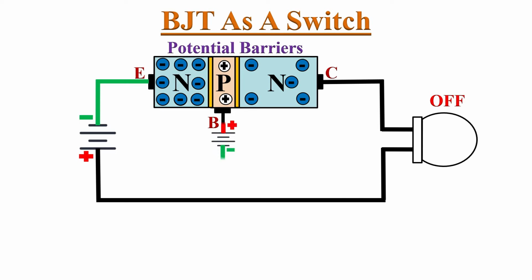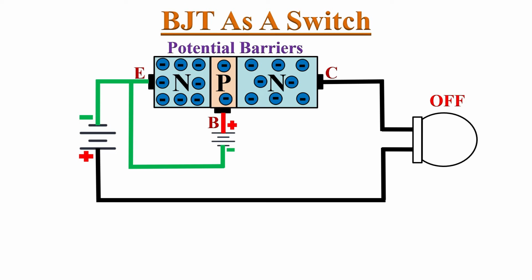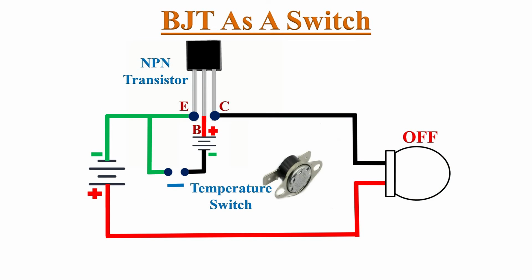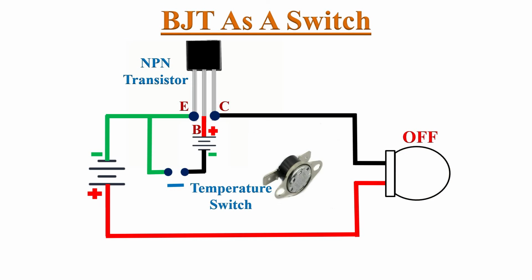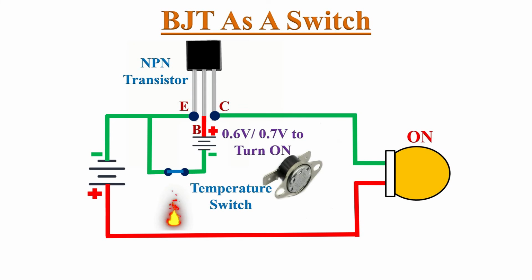But if we provide a small voltage to the base terminal, the potential barriers will get eliminated and BJT will start allowing the current flow through it. So the light turns on. If we insert a temperature sensor like this, then we can automate the control of the light bulb. Typically, we need to apply 0.6 volt to 0.7 volt to the base terminal for the transistor to turn on.